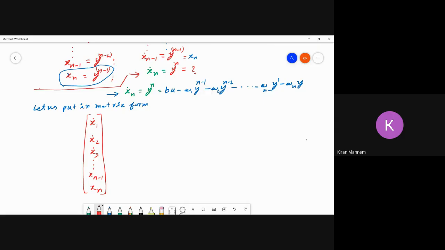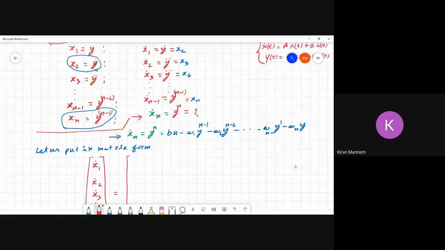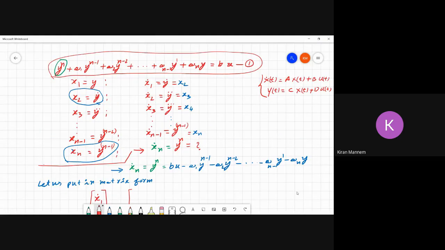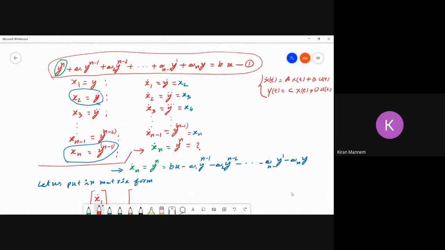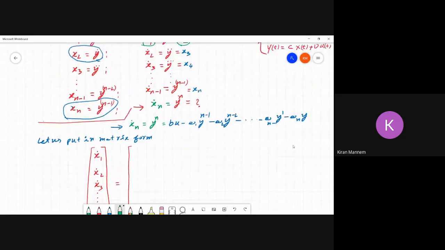right? So this is equal to, now what's the matrix here? A matrix. So what is x dot 1? It is your x2 variable, right? Y dot is equal to your x2 variable. Remember this point. Your x dot 1 is nothing but your x2. You remember this point. So I'll write the matrix here.